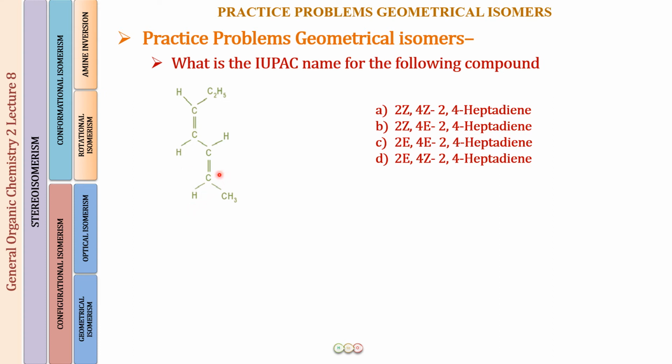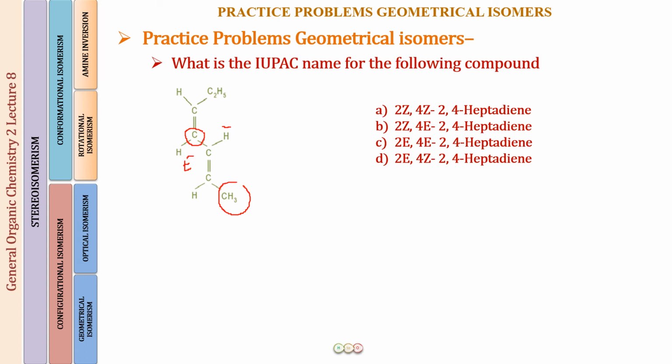At carbon number 2, you can see a double bond present. To this carbon we have a CH3 and an H. So this is going to be the group of priority. And from the other carbon, the next carbon that is attached is going to be the group of priority. Here the atomic number criteria says that carbon is going to be a higher priority than hydrogen because it has a higher atomic number. Now these two groups are on the opposite side of the double bond. So this is going to be an E.